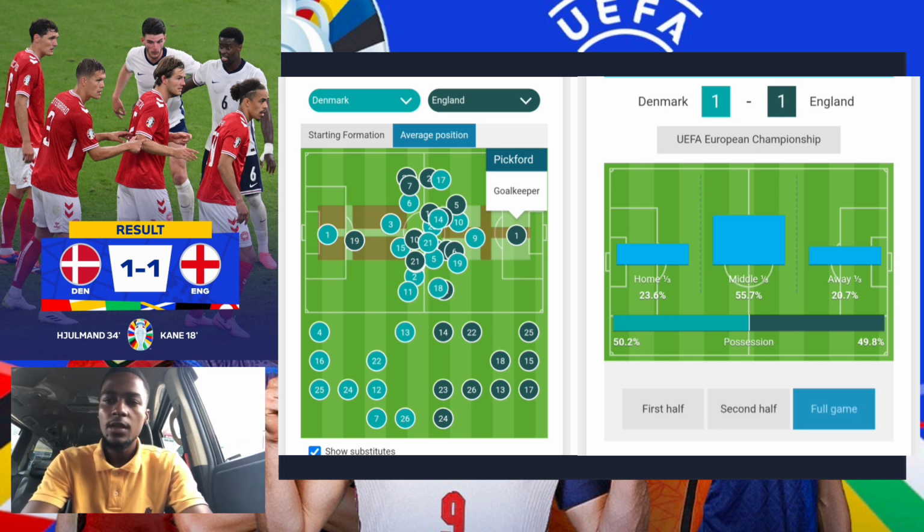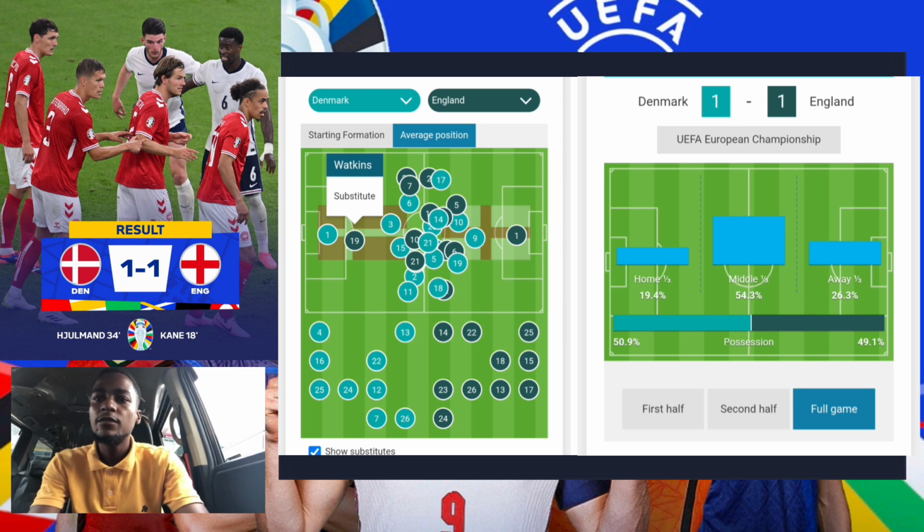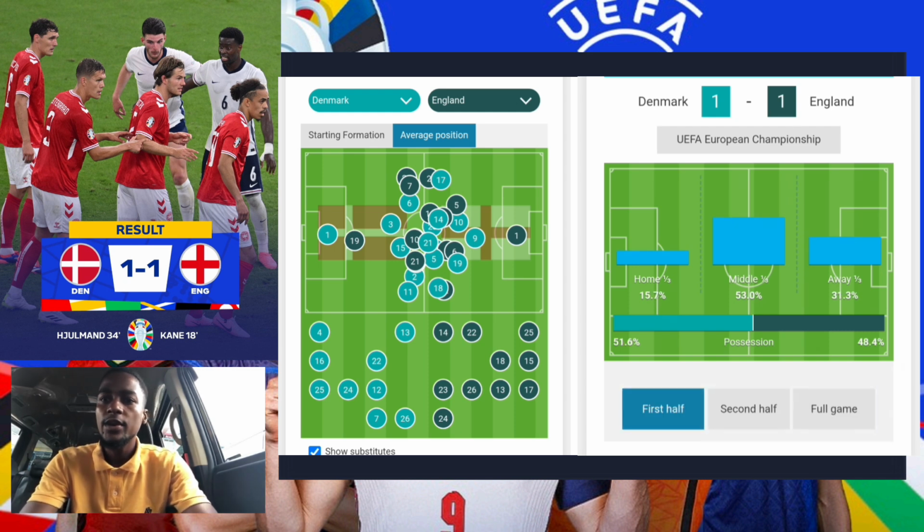Foden and Eze took up the same position, which means Foden and Eze, who both played on the left wing, got the same instructions from Southgate. Therefore, what the left winger is doing is a tactic and not a player individual problem.